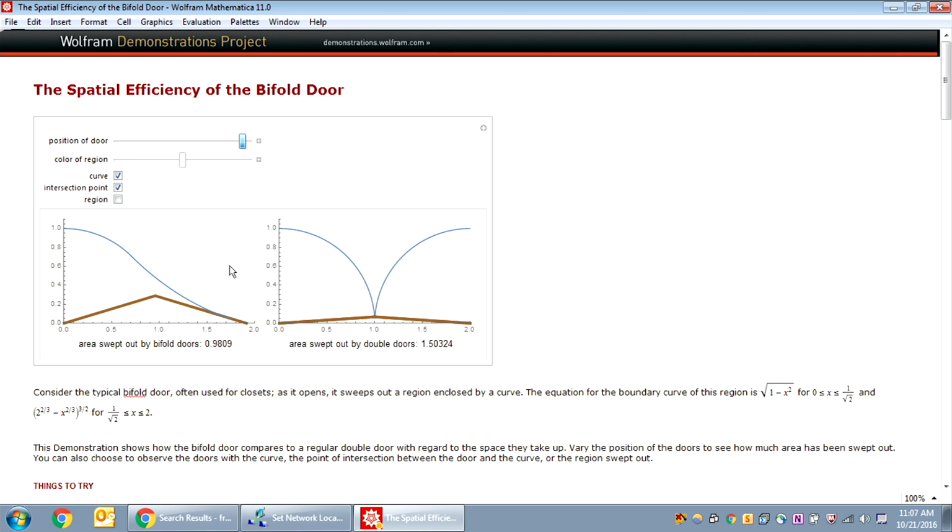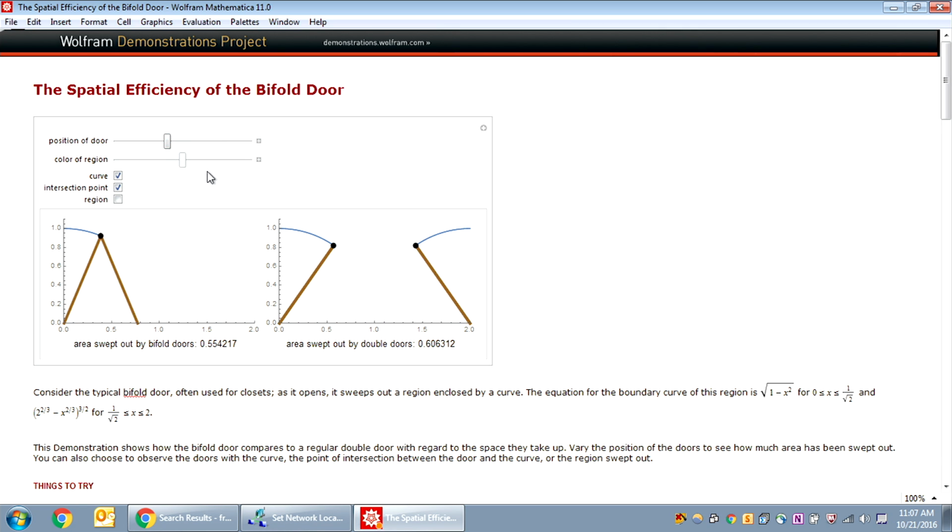So now the intersection point is there. You can see that little black dot on both sides. That's the point that's actually getting swept out. As the door opens and closes, the intersection point travels, for the bifold door, from the hinge all the way down to the end of the door. So yeah, it's cool stuff, for sure.